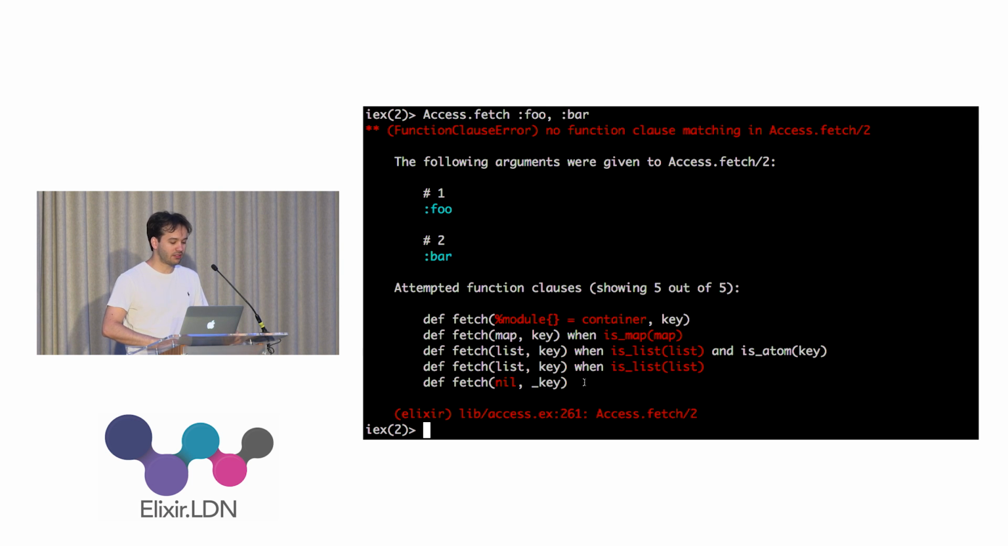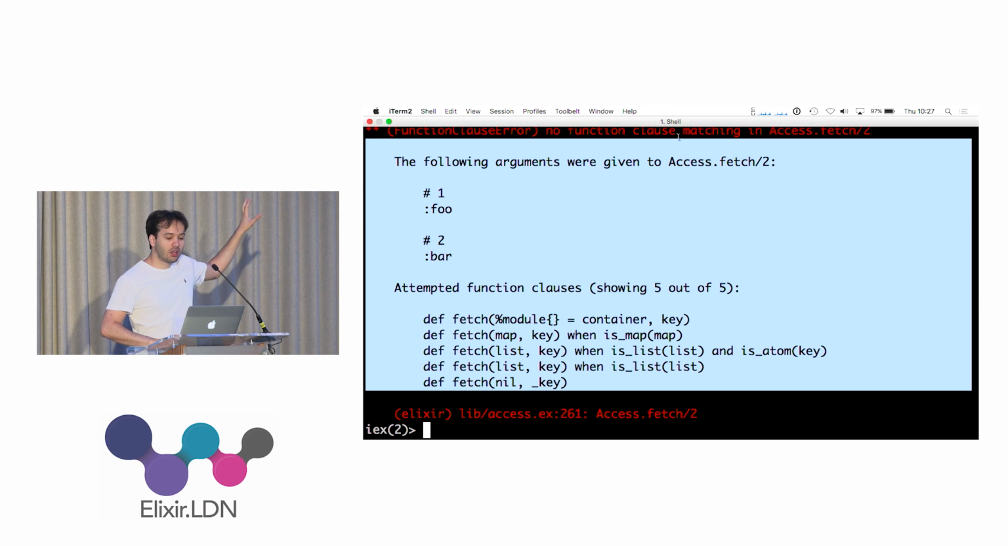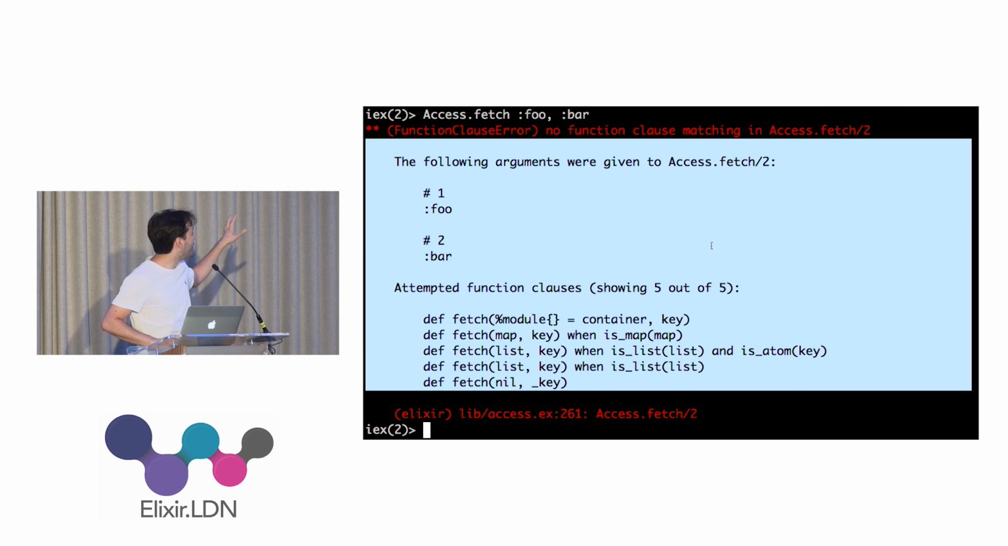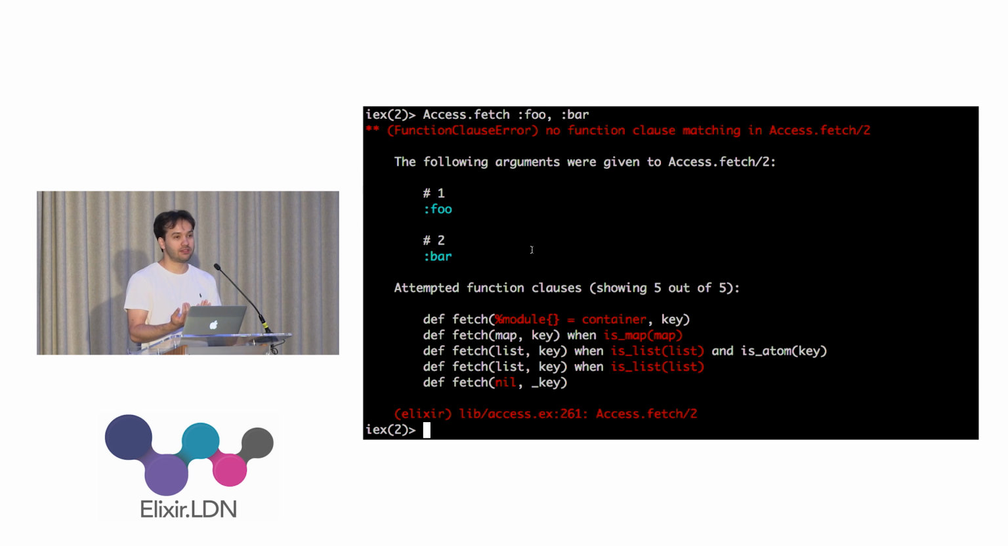Before Elixir 1.5, everything that I highlighted here would not show. Everything it would say would be at the top: no function clause matching in Access.fetch. And then it would have the stack trace. If you wanted to find out why that did not work, you had to pick the arguments out of the stack trace in the last line, and that was a little bit awkward. So now we get all this great amount of information. We say exactly which arguments we are trying to pass to that function.